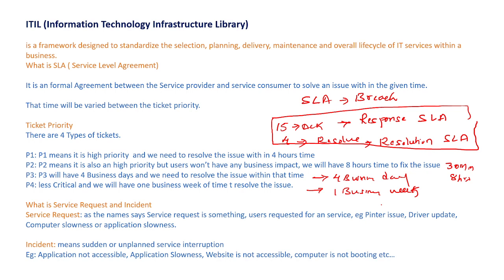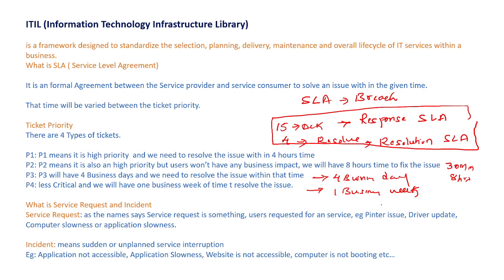This is what the standards are: P1, P2, P3 and P4. P1 is a 15-minute response SLA, and 4 hours is the resolution SLA. P2 is a 30-minute response SLA, and 8 hours is the resolution time. P3 and P4 do not have a response SLA, but P3 will have 4 business days to resolve an issue. P4 will have 1 business week of SLA.